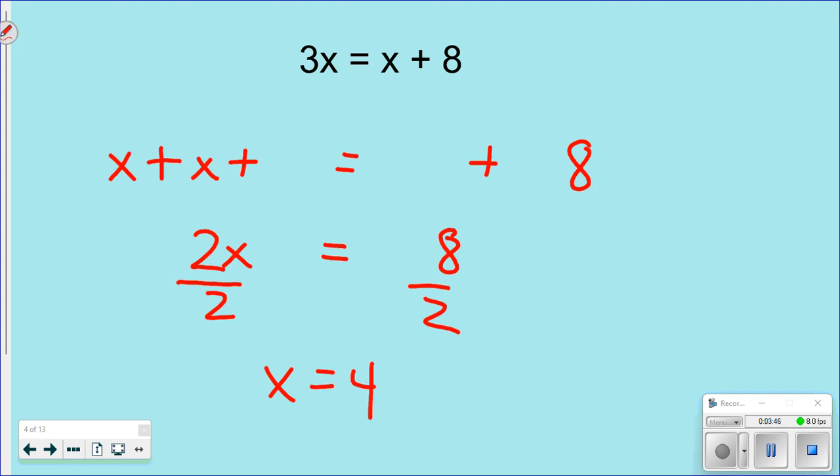Now, this is what it means. Let's say my x's were back here. That means 4 plus 4 plus 4 equals 4 plus 8, which is true because this side is 12, and this side would also be 12. Okay, so I'm going to go to the next one.